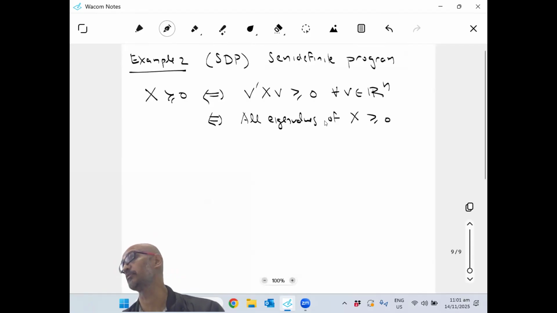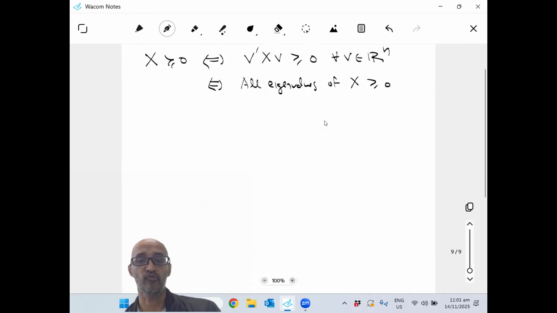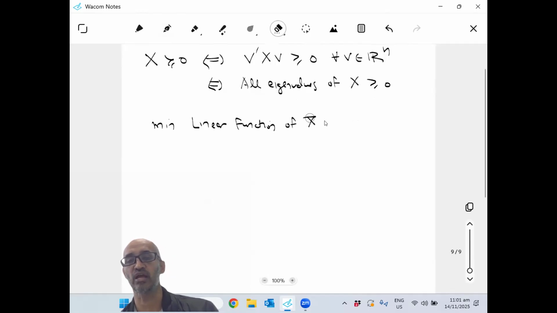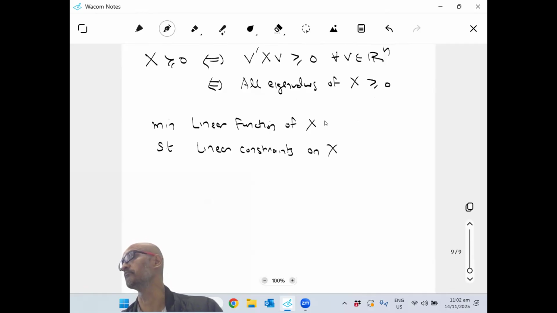So what's a semi-definite program? It's an extension of linear programming. So it's a problem of the following type. X is now a variable. You want to minimize some linear function of X. I don't want to get into matrix notation here, but some linear function of the entries of X. You take maybe the first entry, the second entry, you add it up or whatever, some linear function, subject to linear constraints on X. So this is like an LP problem.